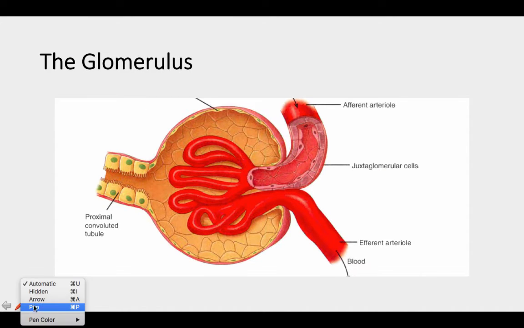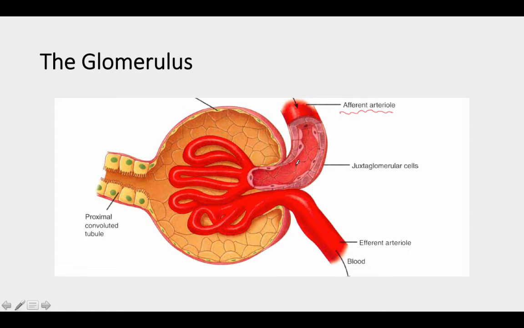So let's have a closer look at the glomerulus, because there has been a past biomed question asking students to discuss or describe the structure of the glomerulus. So just remember, blood comes in through the afferent arteriole, goes into this network of anastomosing capillaries known as the glomerulus, and gets filtrated into Bowman's capsule, which is this capsule around the glomerulus that leads into the tubular system.